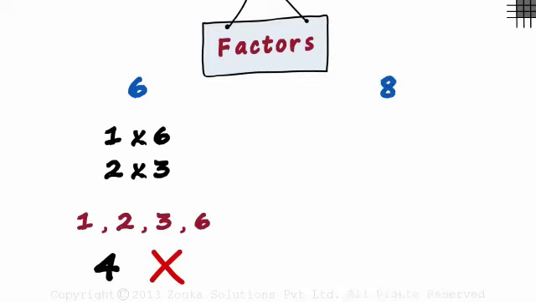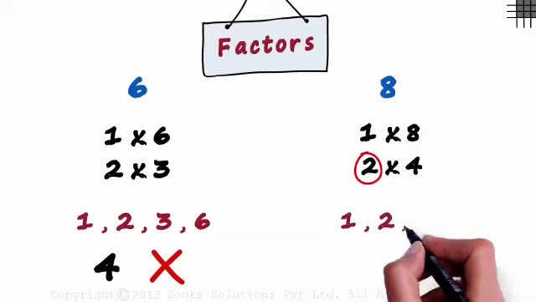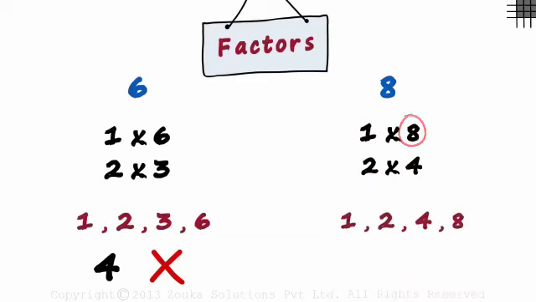8 can be written as 1 multiplied by 8 and 2 multiplied by 4. There is no other combination of two numbers which gives us 8. So the factors of 8 are 1, 2, 4 and 8. This can also be seen in a different way.